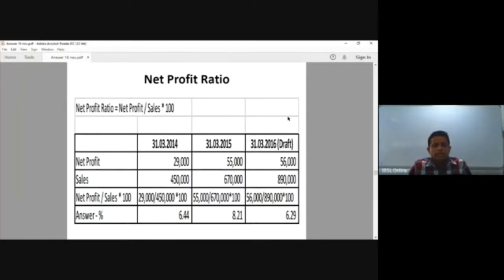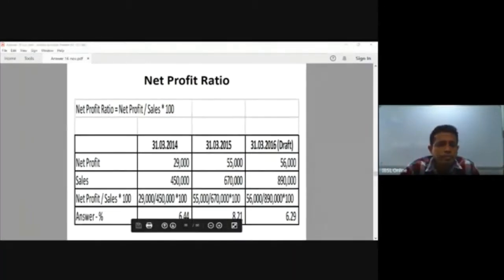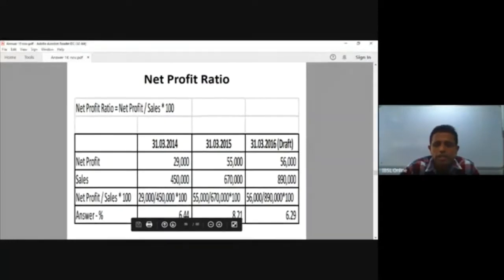We have to first calculate. I think there is no cumbersome process in calculating these ratios. Very straightforward. You have to directly take net profit after tax and divide it by sales. If you do have any issues, please ask. I don't think any issues can be found in these calculations.